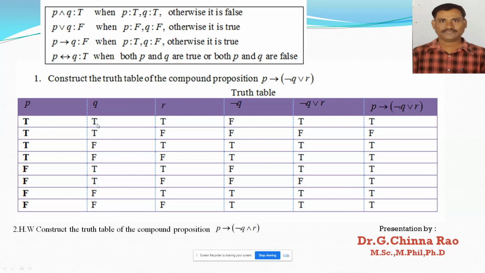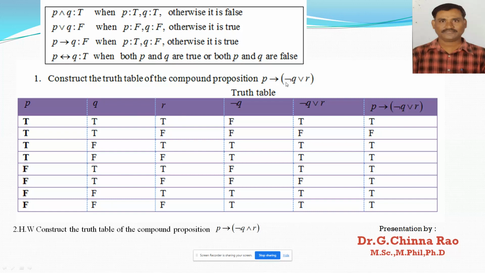So there is a technique. First you fill P and Q. That means true, true, true, true. True, false, true, false. False, true, false, true. False, false, false, false. After that, fill R. True, false, true, false, true, false, true, false. This is a technique you have to follow.